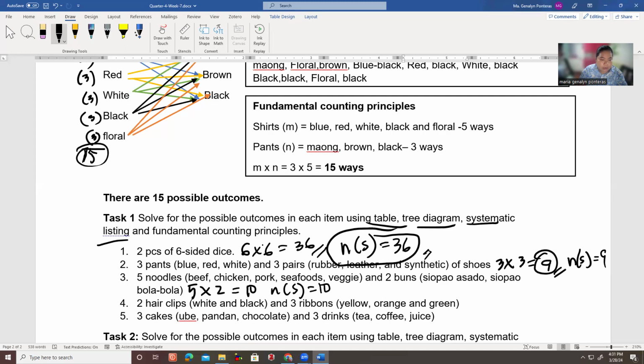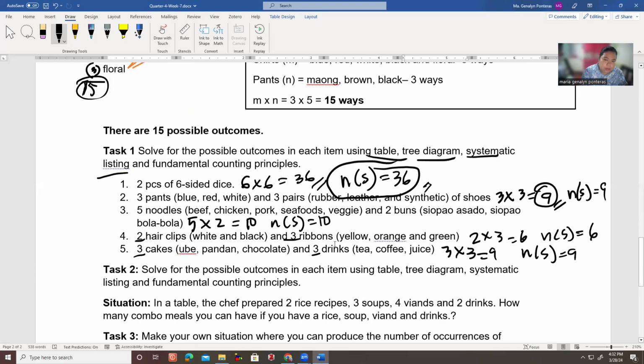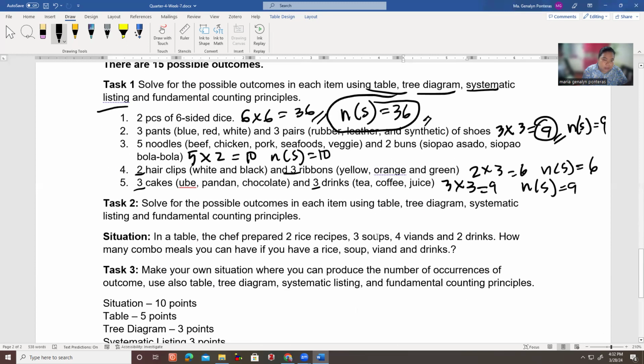For hair clips, white and black, and 3 ribbons, you have 2 times 3. That would be 6. So the cardinality for this is 6. You have 3 cakes and 3 drinks. So 3 times 3 equals 9. There are 9 combinations for your snack. What you can do is confirm the number of possible outcomes through a table, tree diagram, or systematic listing.